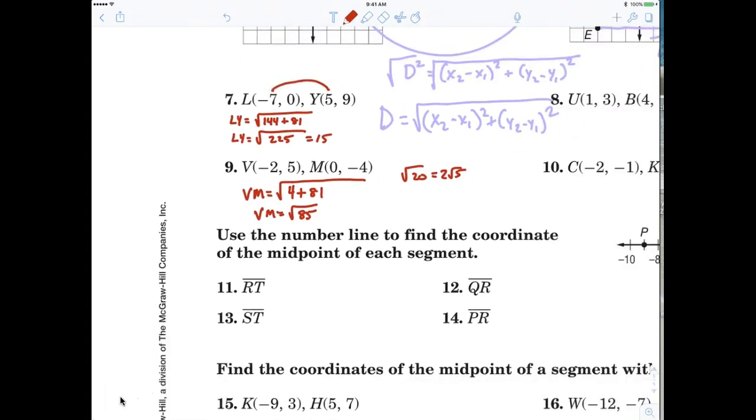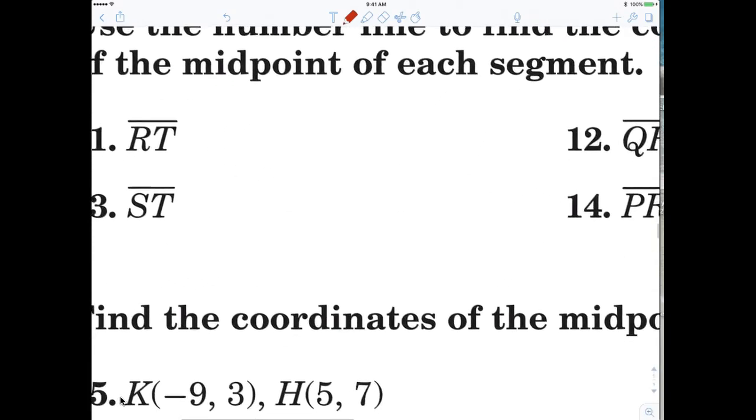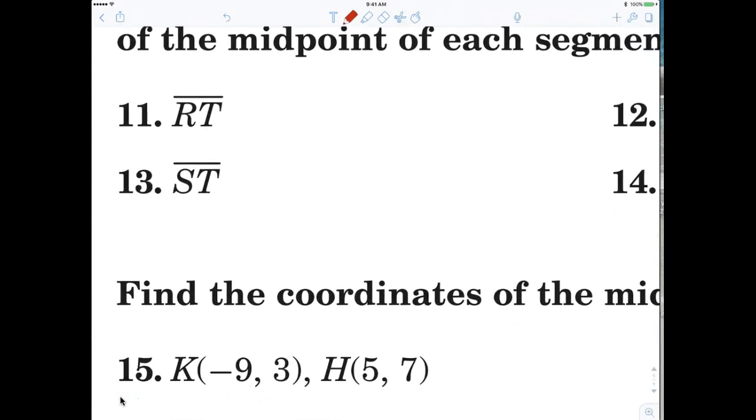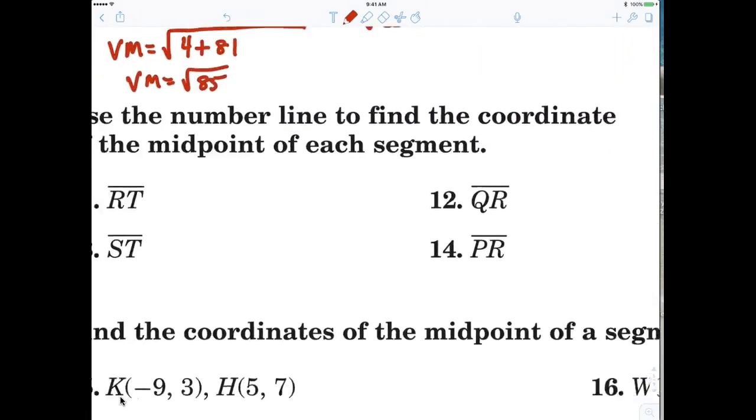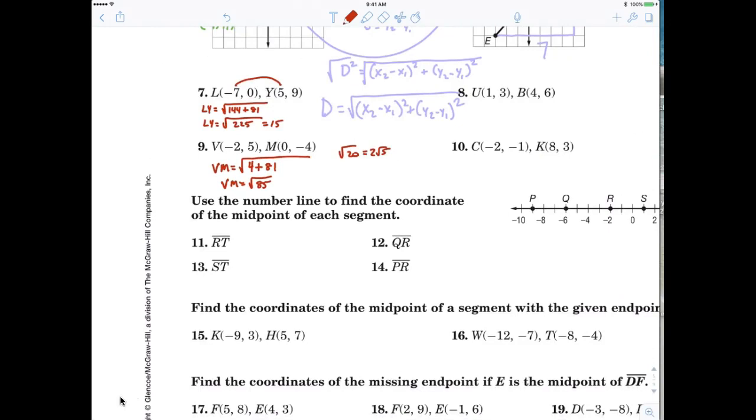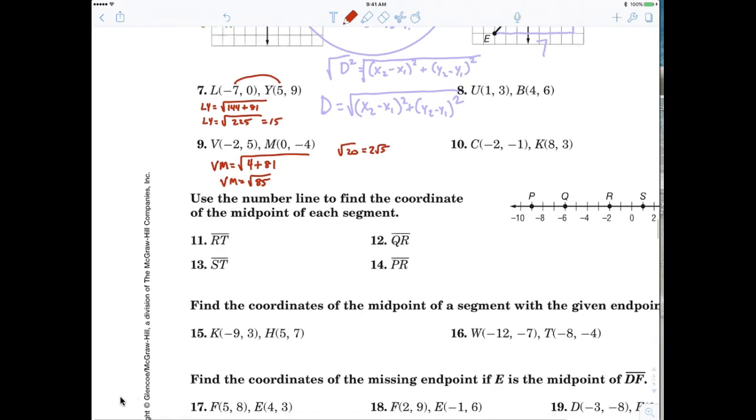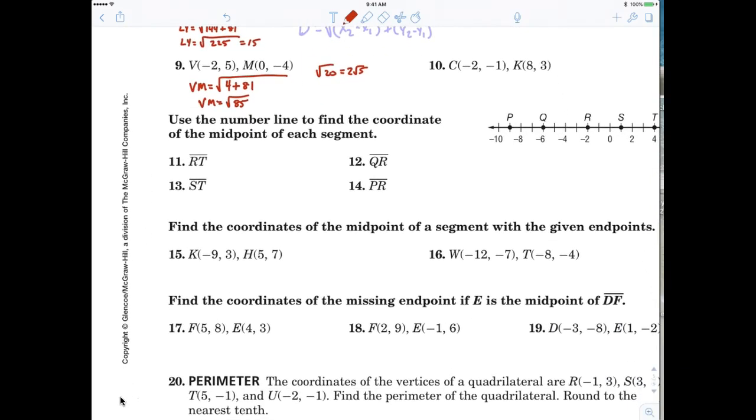All right. Now, midpoint is another thing I could prove real quick. Let's find the midpoint of each. Oh, wait a minute. It just says use the number line to find the coordinate of each midpoint. So we already did that, and you should be fine with that. Now, finding the coordinate of the midpoint.